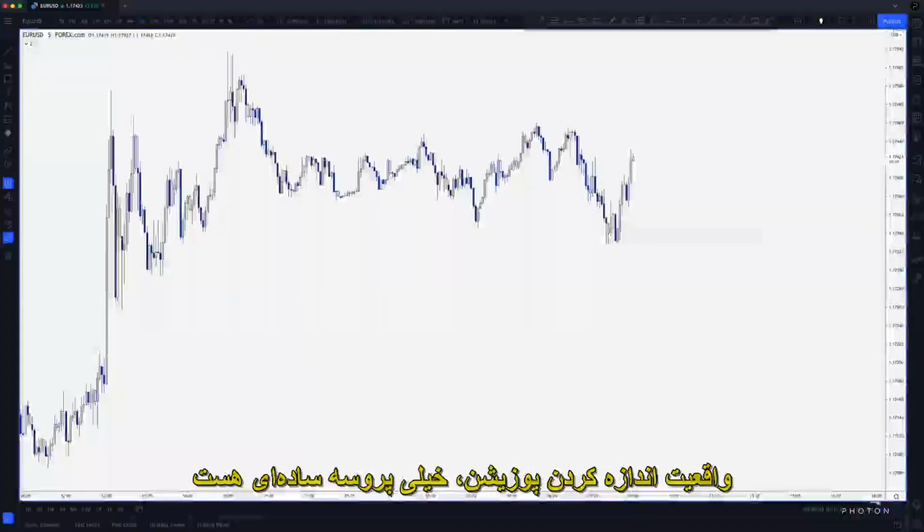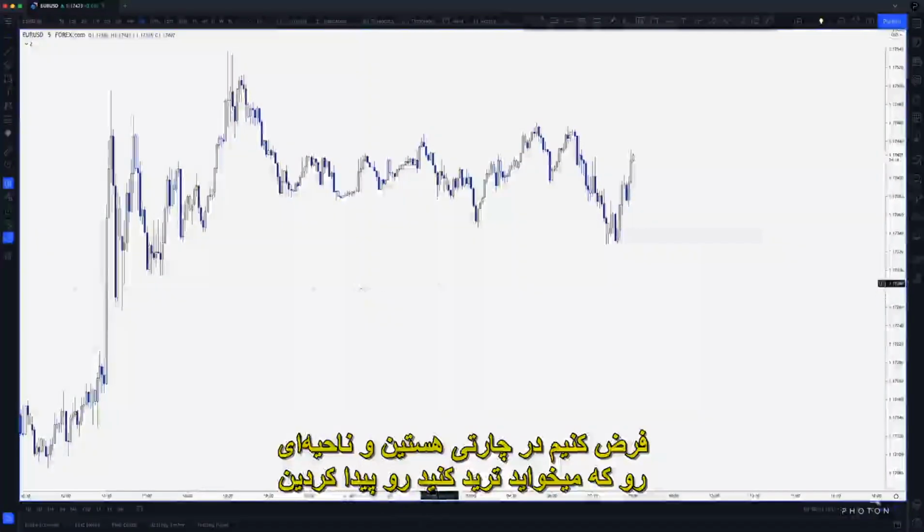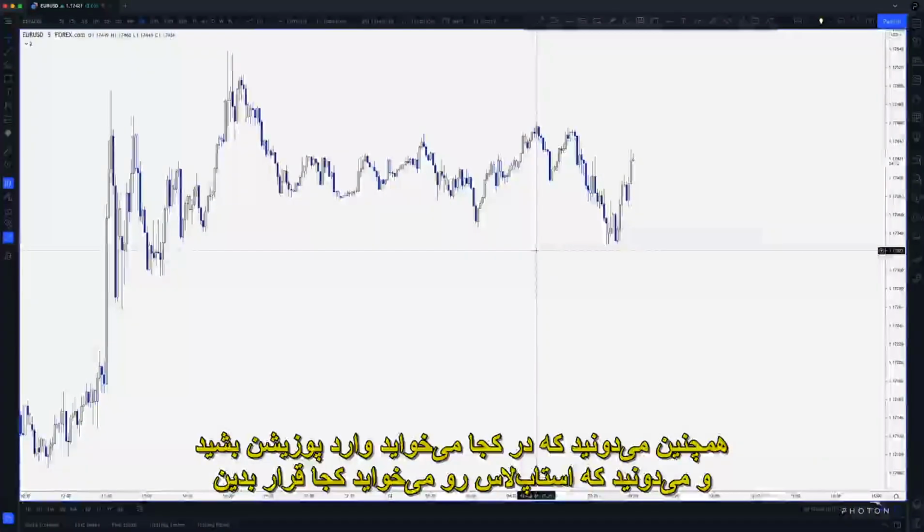Okay, so position sizing in reality is an extremely simple process, to be honest. When you are on your charts and let's say you have identified an area in which you want to take a trade, you obviously know where you want to get into the position and where you want to place your stop loss.